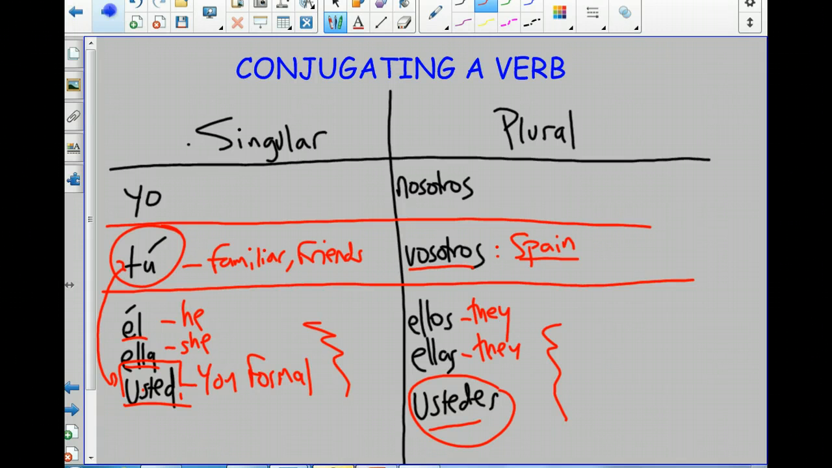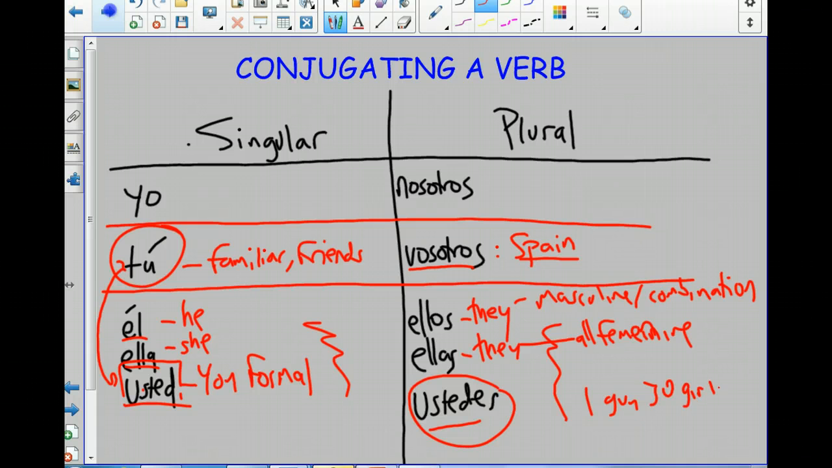The difference is that this they would be all feminine, right? All girls, for example. Oops, sorry about that, feminine. And this one, they, could be all masculine, all guys, or it could be a combination. Spanish is very macho, no? El machismo in español is a word for it. Machoism, el machismo. And even if you have one guy and 30 girls, it's still, unfortunately for the girls, going to be the masculine form that predominates. So you use ellos unless there's all girls involved.